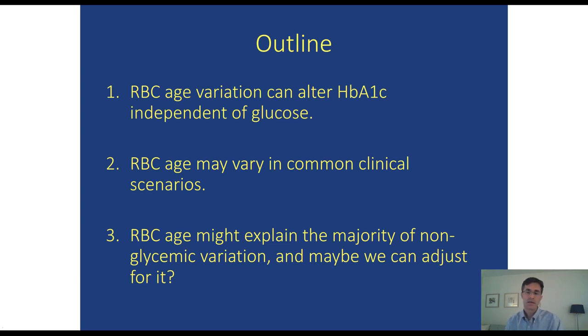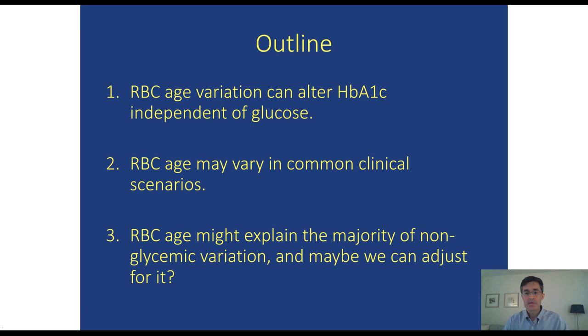So first, I'd like to provide some of the evidence suggesting that red blood cell age variation can alter A1c independent of glucose. And then I'll discuss a few common clinical scenarios where red blood cell age does seem to vary. And lastly, I'll spend most of the time discussing some evidence that suggests that red blood cell age variation may be the dominant source of non-glycemic variation for A1c. And at some point in the future, it might be possible to adjust A1c for red cell age variation and end up with an even more accurate estimate of average glucose using A1c.